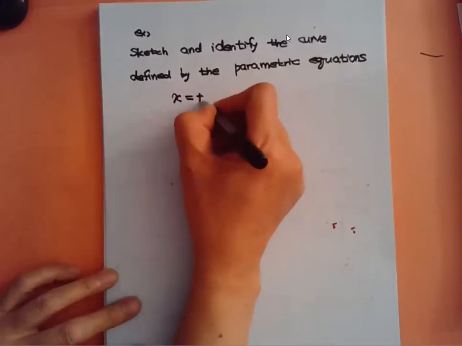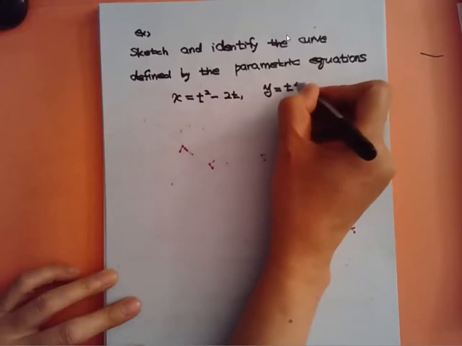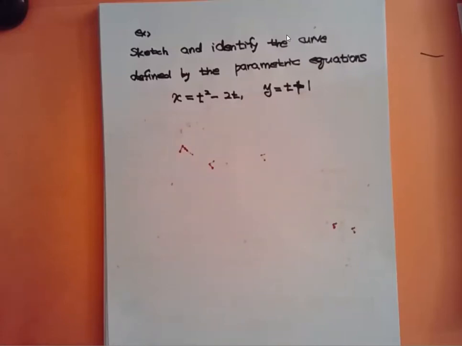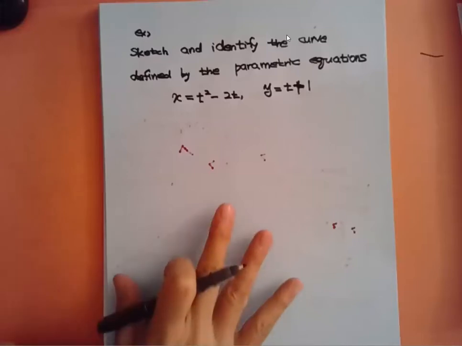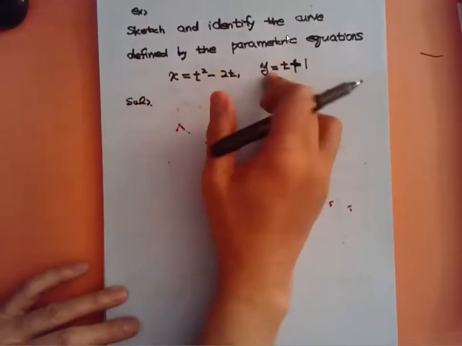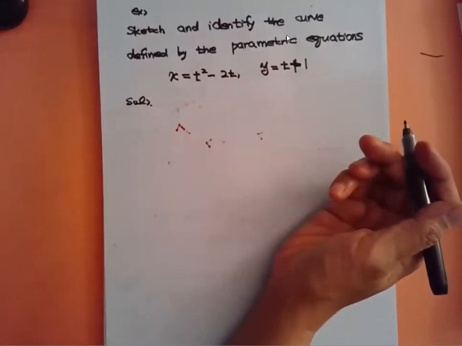The x coordinate is defined as t squared minus 2t, and the y coordinate is defined as t plus 1. The method we will use will be the eliminating parameter method. So here the parameter is t, and we want to eliminate the parameter. At the same time, we want to combine x and y into a known equation, of which we know the shape of the graph.